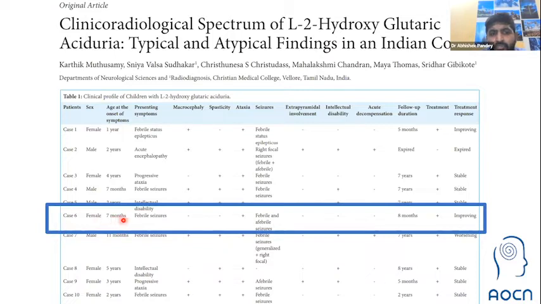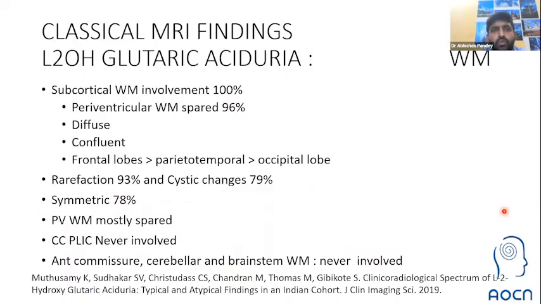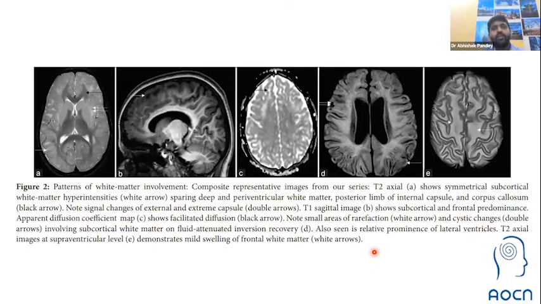A female of 7 months presented with febrile seizures, and she is showing an improving course. So, classical MRI findings, which we have discussed already: subcortical white matter involvement, periventricular mostly spared, symmetric, and cerebellar and brainstem never involved.